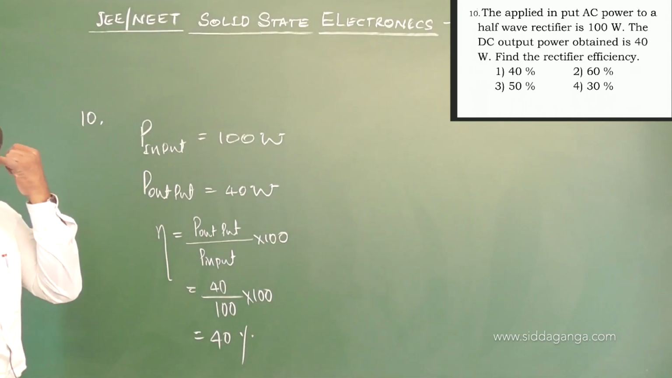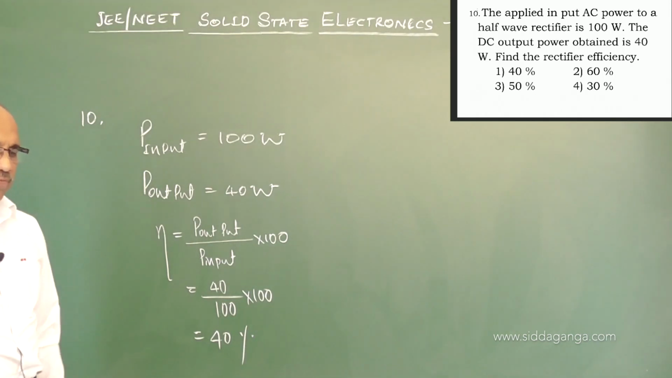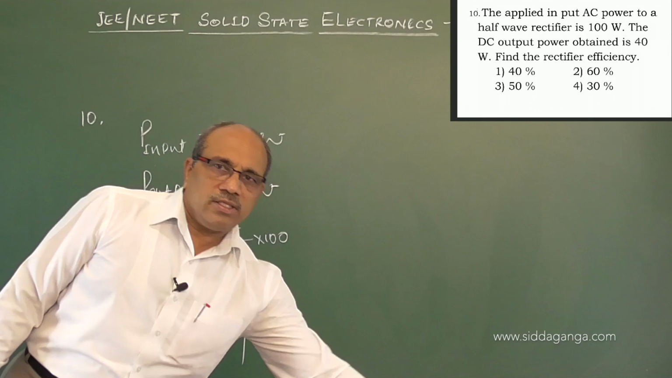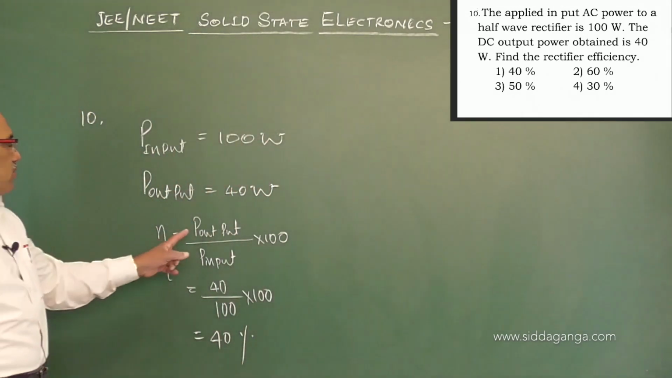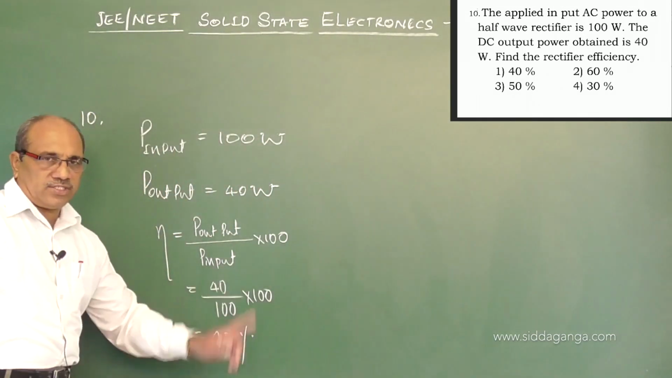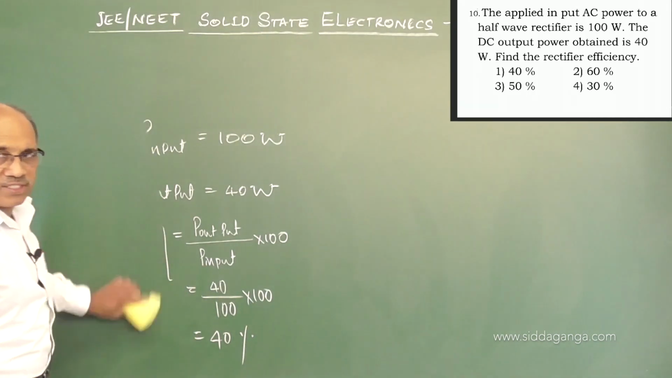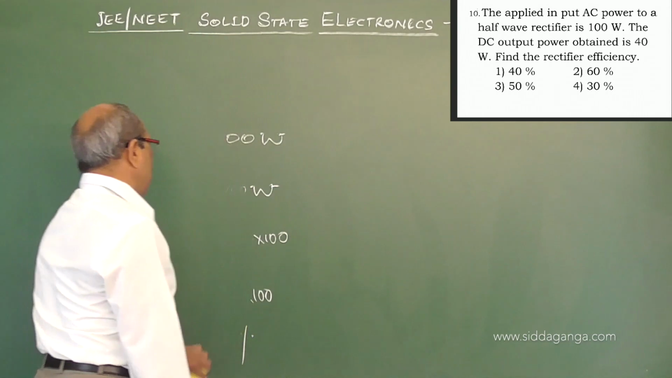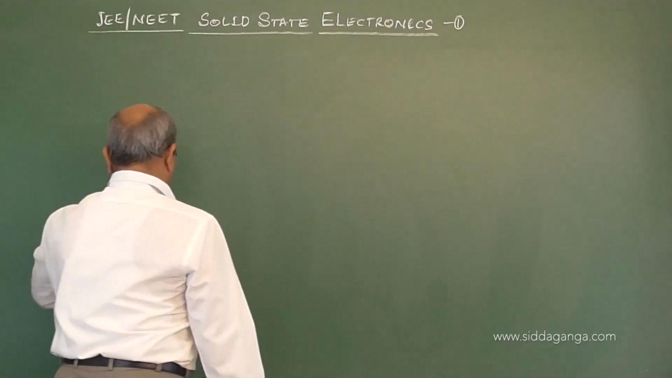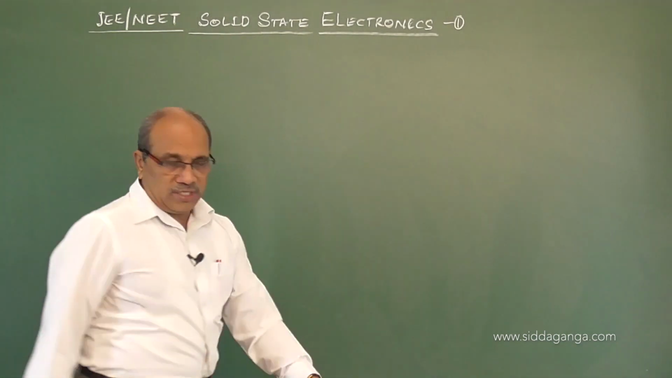So, direct question: the efficiency of a half wave or full wave rectifier is nothing but the output power of DC to the input power of AC. That is 40 by 100, in percentage 40% is the answer, option number 1. Coming to the next question.